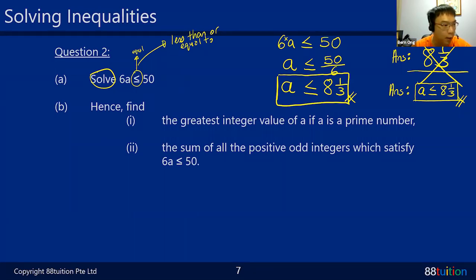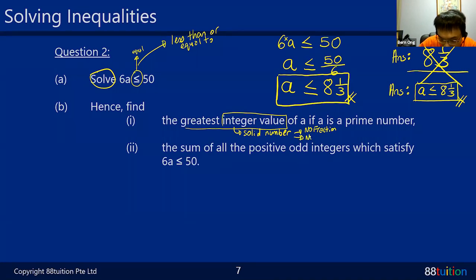Okay, and the next portion. What is the greatest integer value? What's the meaning of integer? Integer to me means solid numbers. There's no such thing as solid numbers, just to let you know, but I call it solid numbers to better communicate with you. To me, solid numbers means no fraction, no decimal. That's the meaning of integer.